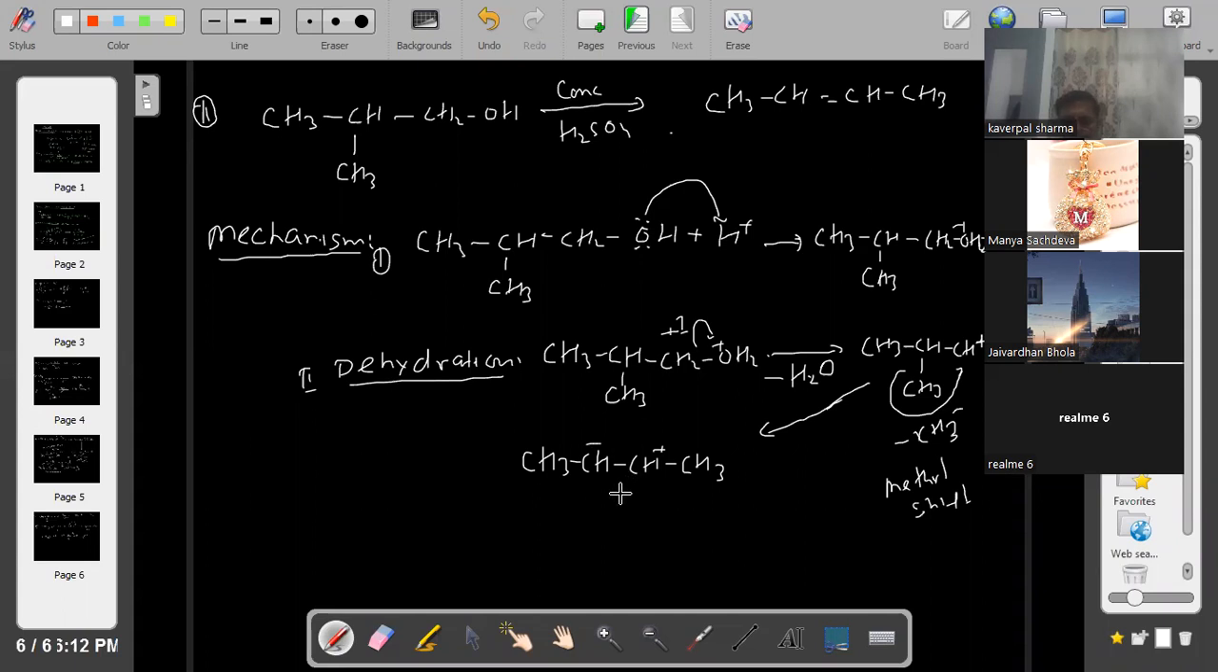Now here, the proton moves out and we will get CH3, CH double bond CH, and C. Here is methyl C, and deprotonation also takes place. So by this reaction, you will get symmetric and symmetric, right.